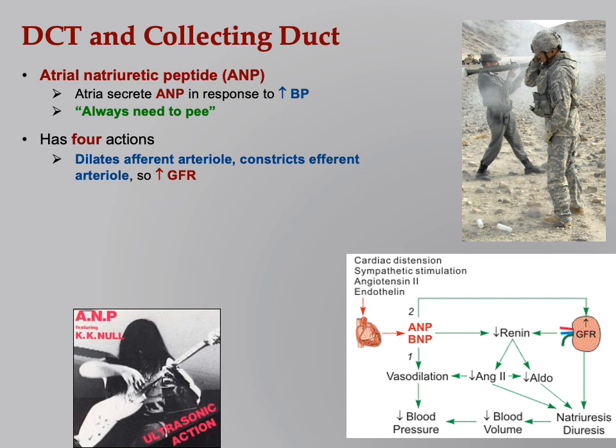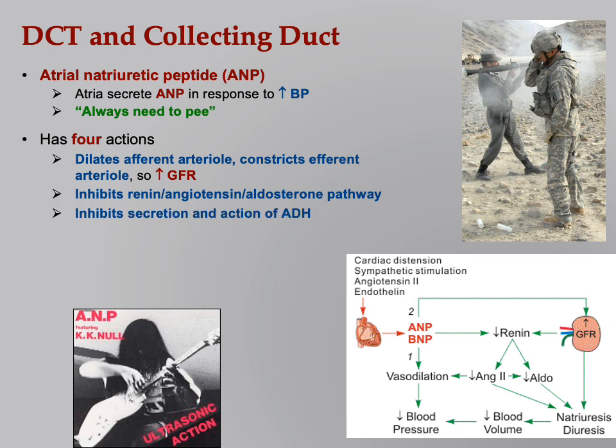So what are we going to do? We're going to filter more. Therefore, we're going to make more urine, aren't we? All right. So it's also going to inhibit the renin-angiotensin-aldosterone pathway because they were trying to save water. Remember, that system was trying to save water. So ANP says, no, let's get rid of water. It's going to inhibit ADH as well.